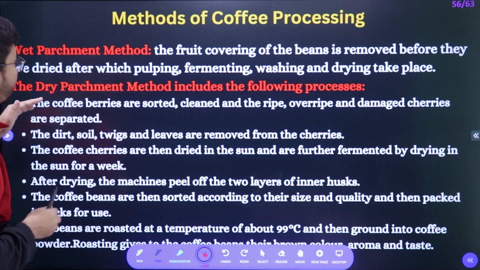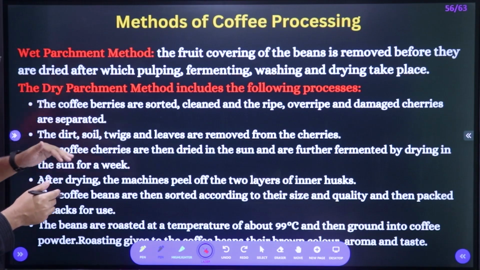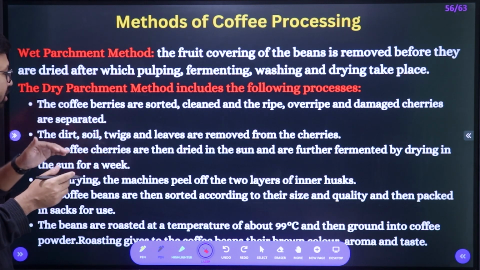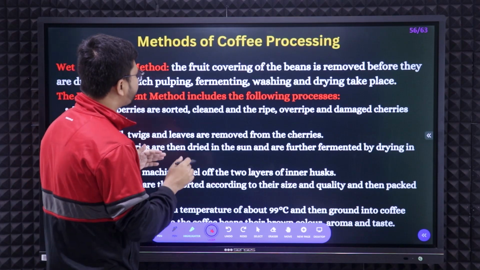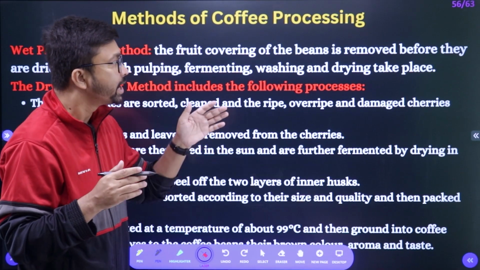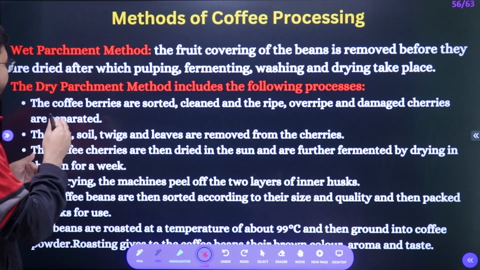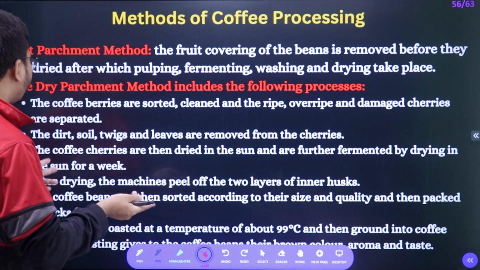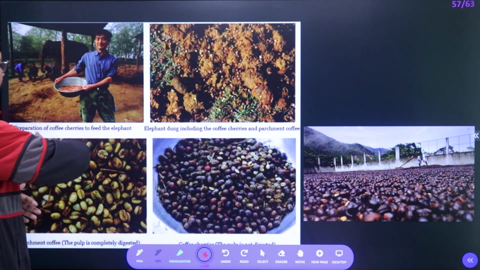Next, the two methods of coffee processing. The first one is the wet parchment method, and the next one is the dry parchment method. You don't need to know in detail. In the wet parchment method, the fruit covering of the beans is removed before they are dried, and on the other hand, in the dry parchment method, it is not removed. These are the basic differences. These are the processing methods of coffee.